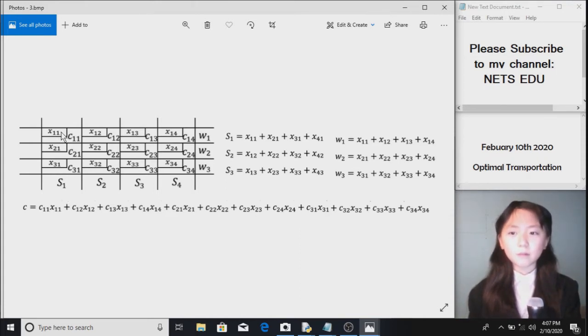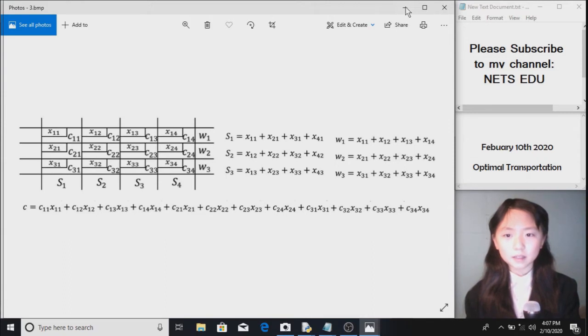So if we want to remove something from here, we'll have to add that same amount somewhere over here. And we will also have to add that same amount somewhere here. After we add that amount, for example, we add it here, we will have to subtract that somewhere here.